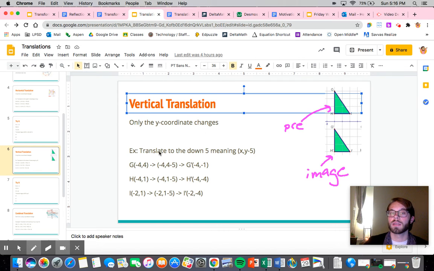So translate down, sorry, that should just say down 5, meaning (x, y minus 5). So all you're doing on this is you're just saying y minus 5. Every time you take your y coordinate, you subtract 5 from it. That's it. You do not touch your x coordinate. So I took 4 minus 5, got negative 1. I took 1 minus 5, I got negative 4. I took 1 minus 5, negative 4. That's it. Okay? The x coordinates stay the same.